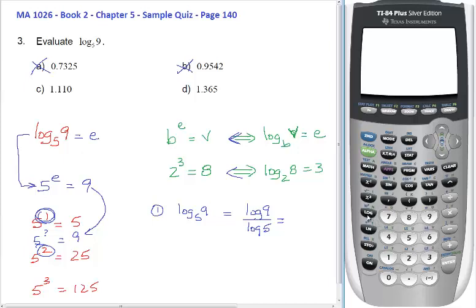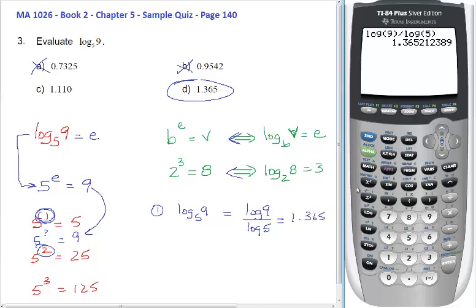So let's just run over to the calculator. Log 9 divided by log 5. So we basically changed it from base 5 to base 10, because these are understood to be base 10 here and here. Let's see what we get. We get 1.365. So the answer is D, 1.365.